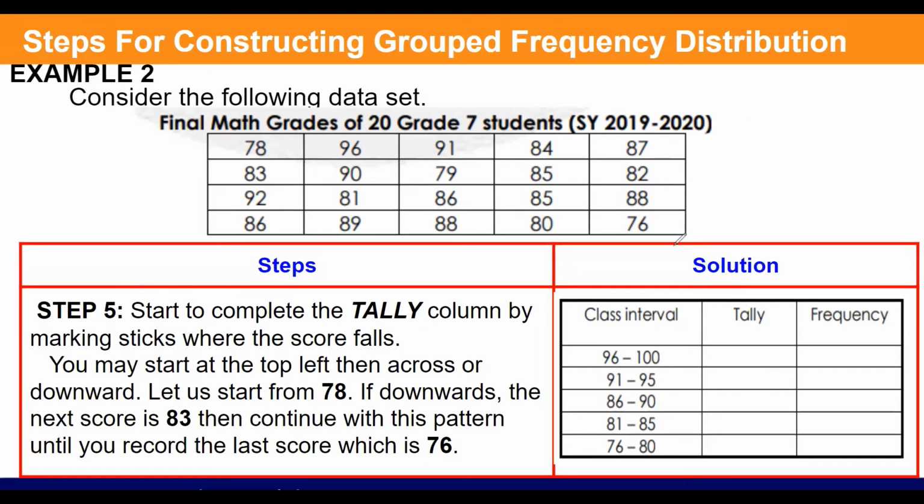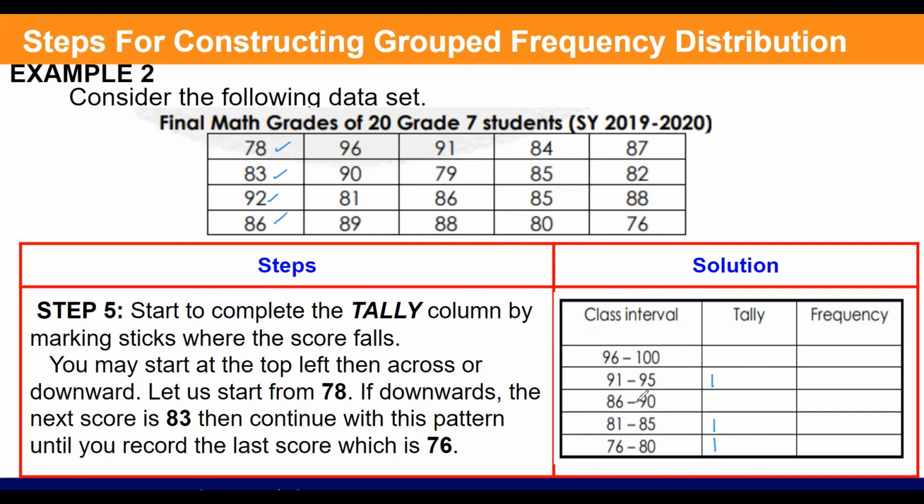Okay. So, start tayo kay 78. Katulad din kanina sa ungrouped data, nagtali tayo. So, 78. Hanapin mo si 78. Asan yan? Of course, andito siya kay 76 to 80. Next, 83. So, saan mo makikita si 83? 81 to 85. Next one is 92. Where can you find 92? Of course, you can find it here, 91 to 95.